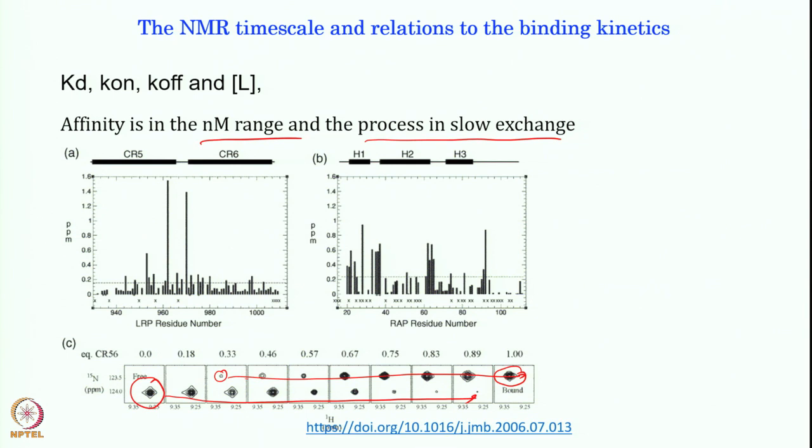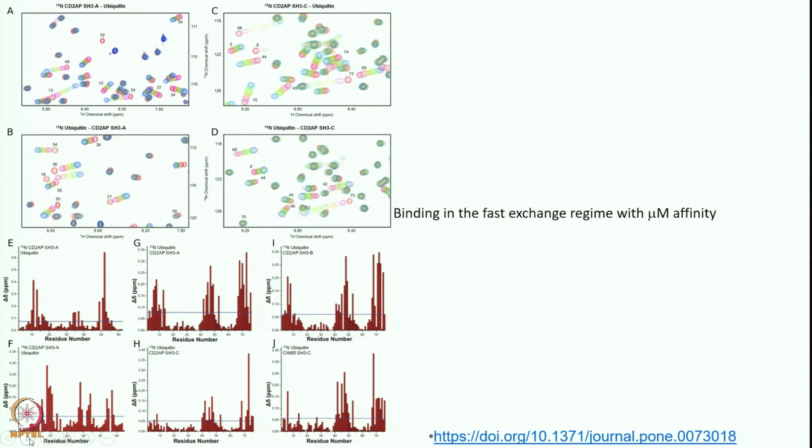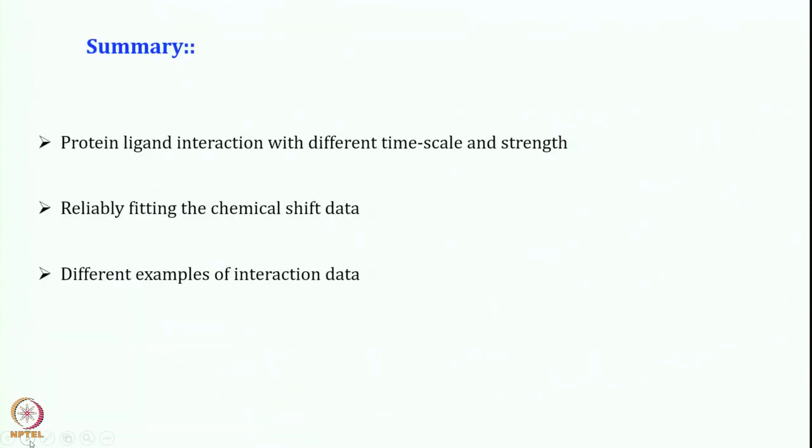In another case, one can see that the binding happens in fast exchange because you see the peaks shifting continuously here. The binding happens in fast exchange, but the affinity is in the micromolar range. So, the protein-protein interaction observed at the protein comes in various forms depending upon what the exchange rate is and what the affinity is. Here, fast exchange happens at a micromolar range; in the other case, it was slow exchange happening in the nanomolar range. Okay, so that is protein-protein interactions.